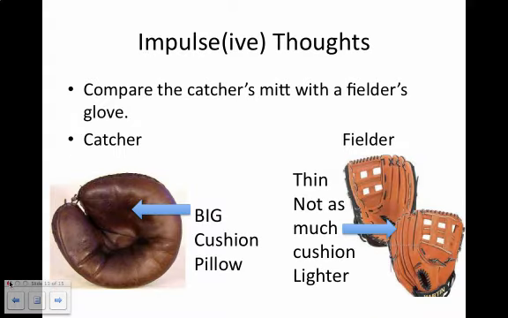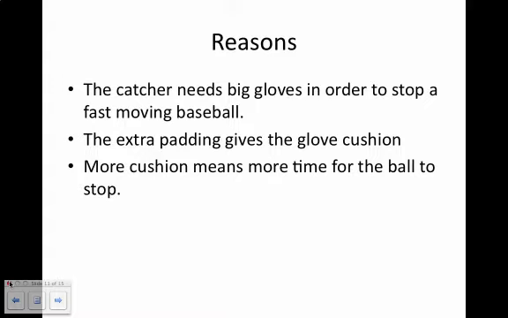Alright, so the catcher's mitt, some words that you can use to describe it is it's big, there's a lot of cushion, and it's kind of like a pillow. The fielder's mitt, on the other hand, it's thin. There's not as much cushion, and it is a bit lighter compared to the catcher's mitt. Now, here's a reason why.